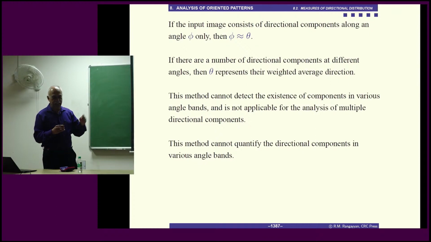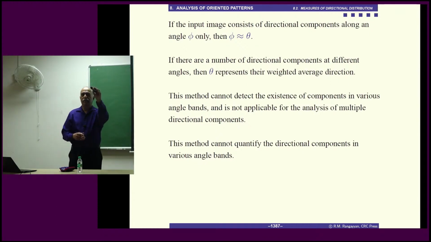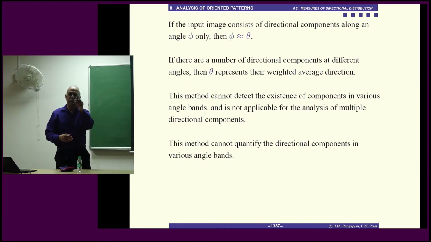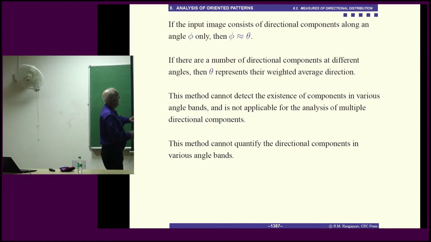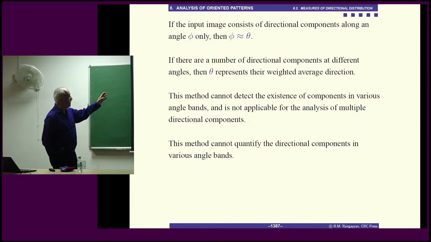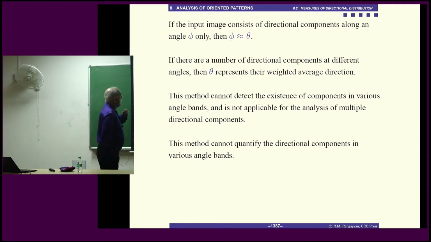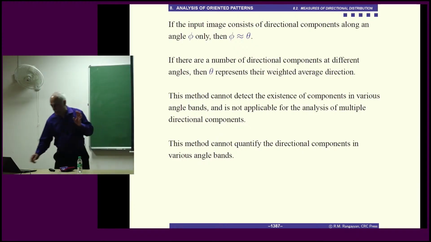So the previous discussion assumed there is one object in the image. But if you have 50 of them, then if they're all aligned in the same direction, fine. But if they have different orientations, then you get some average value. So if there are a number of directional components at different angles, then theta will represent their weighted average direction. It cannot detect the existence of components in various angle bands, so this is not very useful in practice.